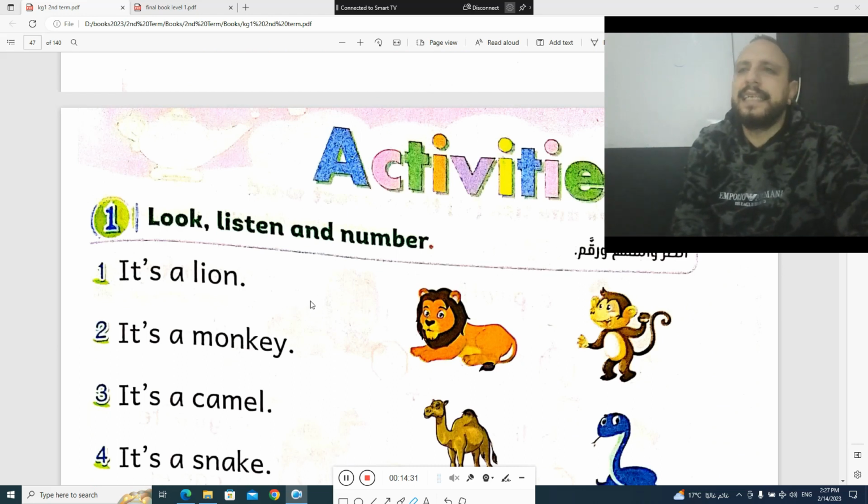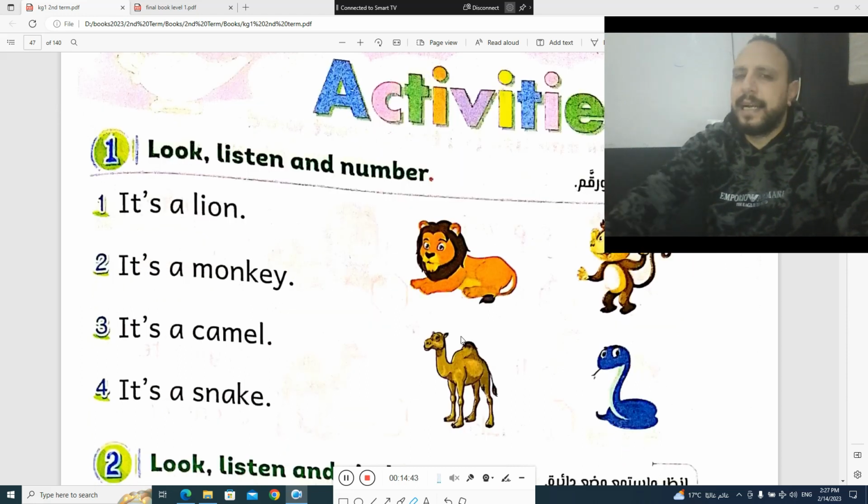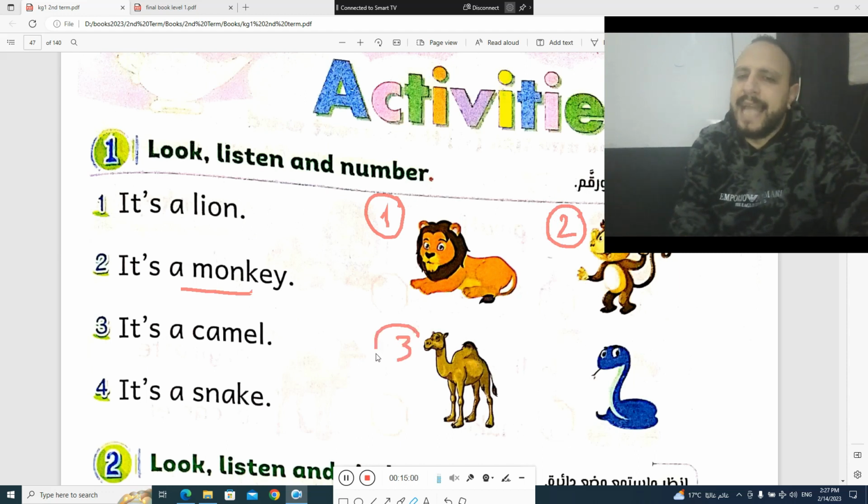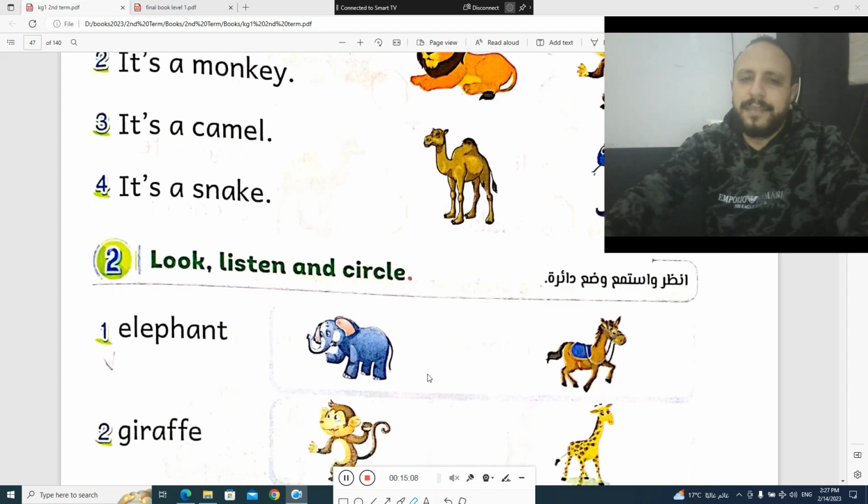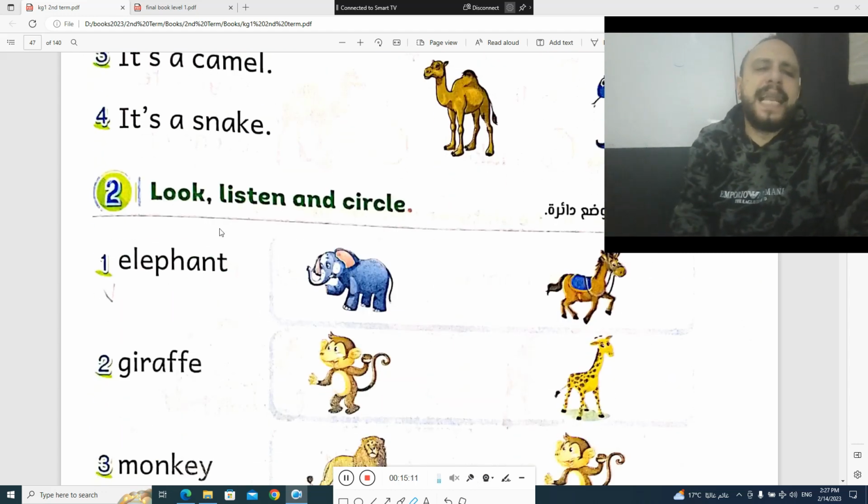Number one, it's a lion. Yes, so we write number one next to the lion here. Oh, it's a lion. Then number two, it's a monkey. So next to the monkey we write number 2. It's a camel. Number 3 next to the camel. It's a snake. Number 4 next to the snake.